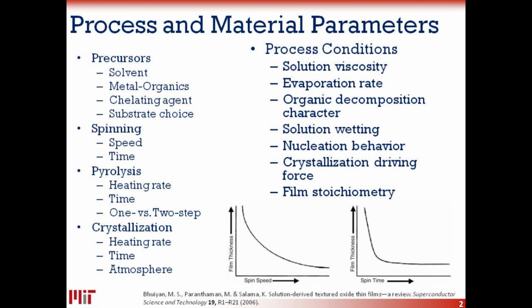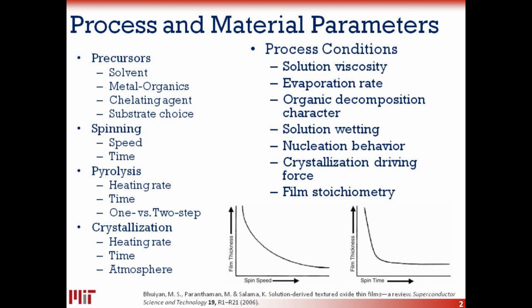The process conditions that these affect, that we also need to be concerned with, are the solution viscosity that comes out of our precursors, and this combines with the evaporation rate. If they're not the right ratio, then you can get striations in your film. You can get a very non-uniform film. You also have to worry about the wetting characteristics of your solution, and how the solution is going to decompose, what temperature it's going to come out, how fast it's going to come out. That'll affect your film formation.